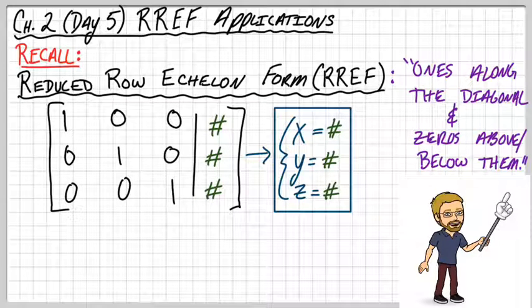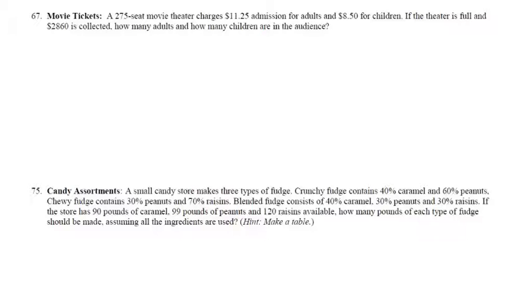So we're going to look at a couple problems from today's worksheet. They're real-life scenarios, which of course means they are word problems. So I'm going to talk about the last two items on the worksheet, number 67 about movie tickets, and then number 75 about candy assortments. Let's start with number 67 here.